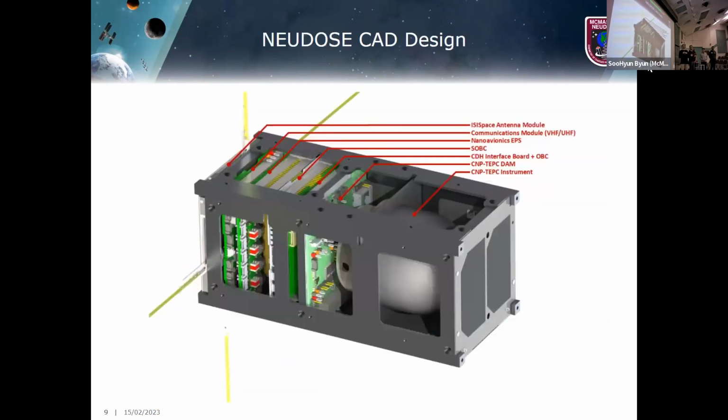So this is a quick look at our NEUDOSE CAD design. Our NEUDOSE CAD design is split into 2 segments. You can see on the left side is all of our circuit boards. We call this the bus stack. So it's comprised of our electrical power system, our communications module, our antenna module, as well as our onboard computer. And then on the right-hand side is our scientific payload, which determines what type of radiation the satellite detects.